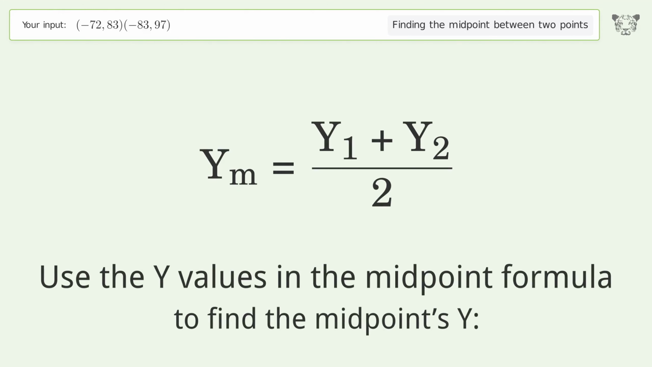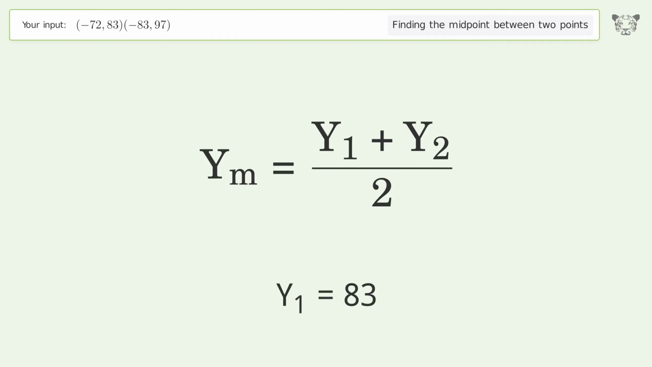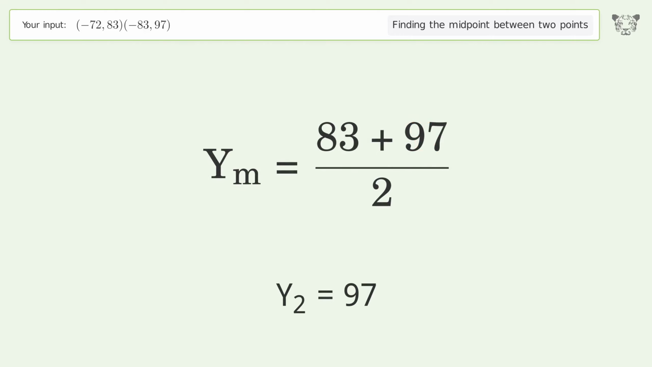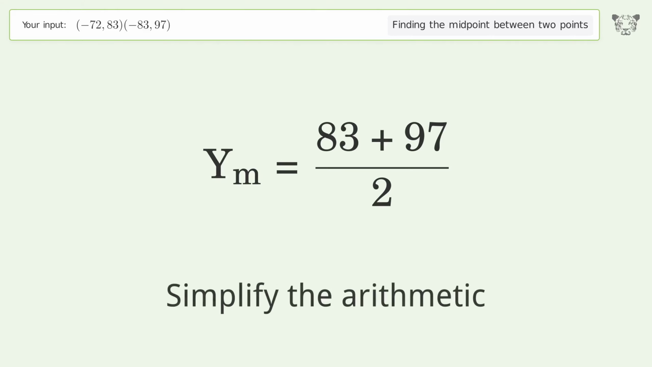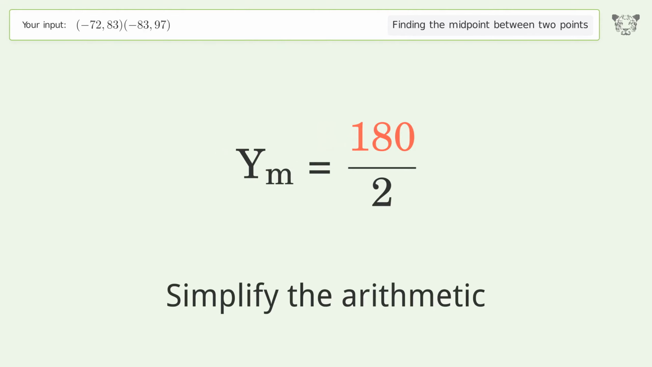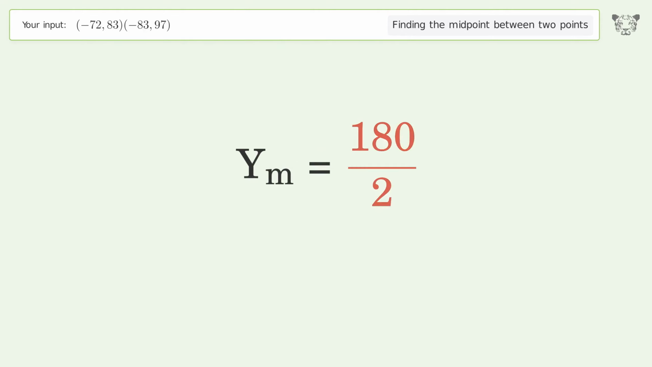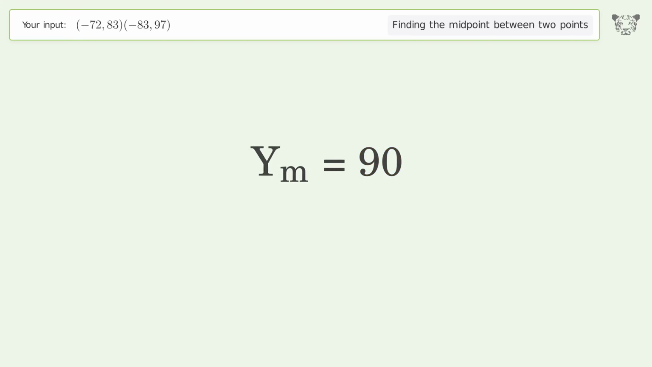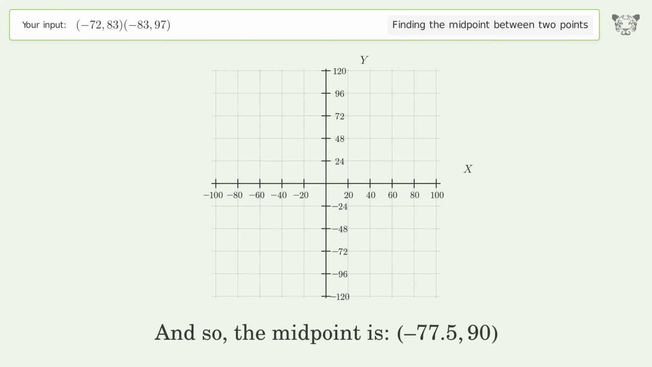Use the y values in the midpoint formula to find the midpoint's y. y1 equals 83. y2 equals 97. Simplify the arithmetic. And so, the midpoint is negative 77.5, 90.